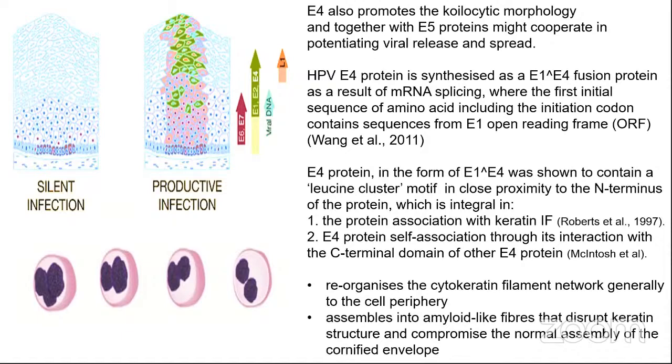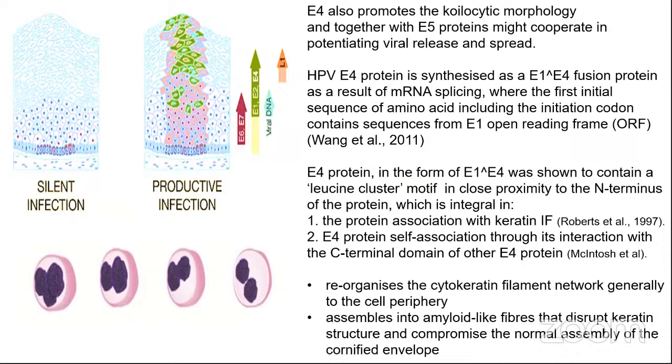It finds attachment in the nuclear membrane as well as in the plasma membrane of the cell, giving structural form to the cell. So the E4 protein associates with the keratin intermediate filaments. It also self-associates with other E4 proteins through the C-terminal domain. Because of this association with keratin intermediate filaments and self-association with other E4 proteins, the entire cytoskeleton framework of the cell tends to get reorganized. So what happens is the cytokeratin filament is relocated towards the cell periphery.